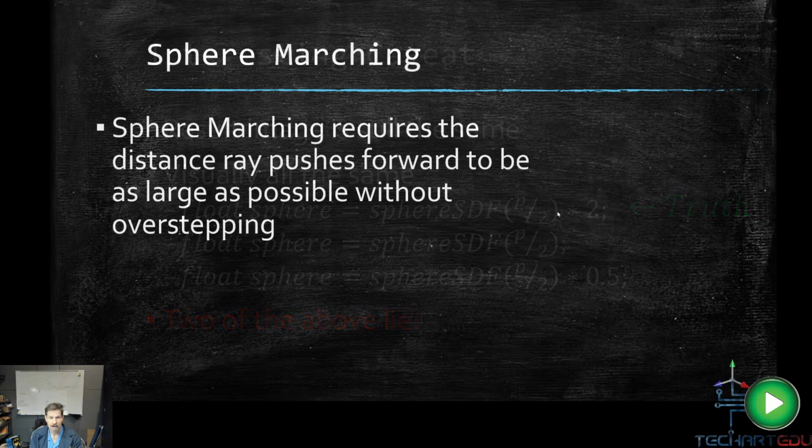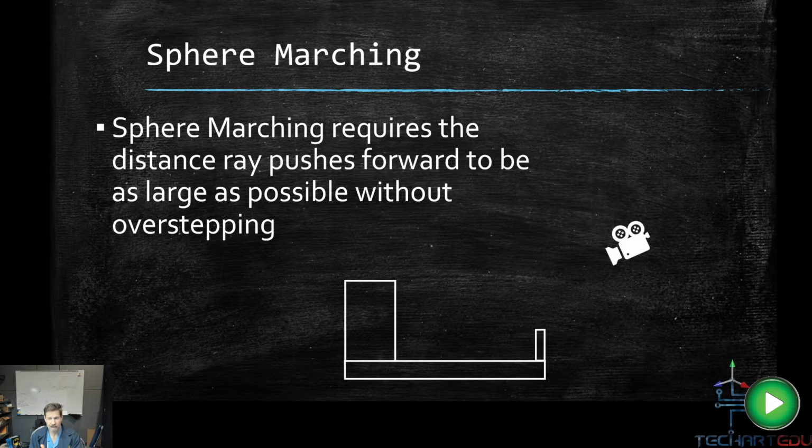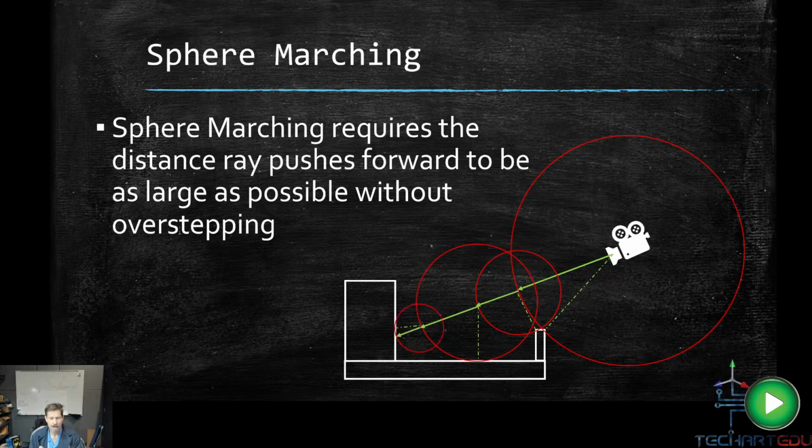So remember, we're sphere marching, and ultimately it requires that the distance be pushed forward as large as possible without overstepping. So here we have our camera, looking at our SDF, and we try to figure out the furthest point, so we create a sphere around it, and we push forward that amount, and then that amount, and that amount, and so forth. Now, we explained all this last week, but we want to require the distance the ray pushes to be as large as possible without overstepping.